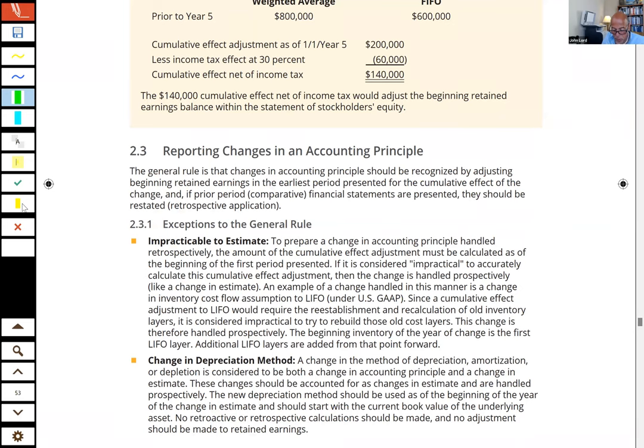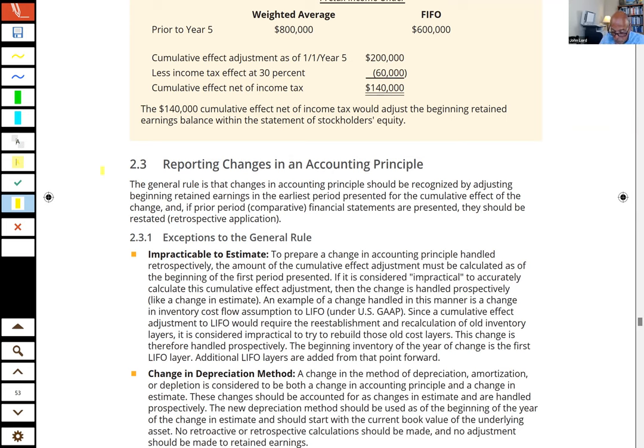Okay, now a couple of exceptions to the rule. Okay, well, let's look at reporting change in accounting principle right here. So the general rule, which we just went through.